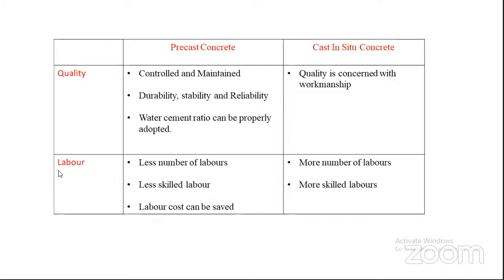The next is labor. In precast concrete, fewer laborers are required, as only joining of the members elements shall be done at the site, and less skilled labor is required for the work. Hence, the labor cost can be saved. For the cast in situ method, more laborers are required, such as workers for mixing, pouring, shuttering, and de-shuttering. Curing also has to be done at the site, and more skilled labor shall be required for these works.